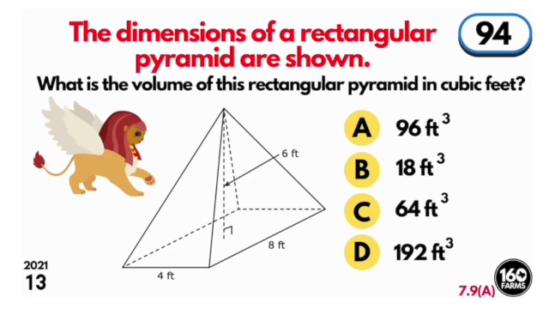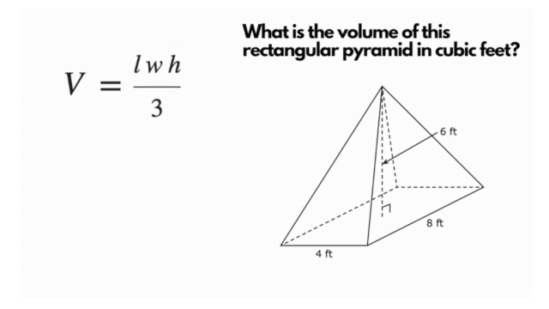Number 13, the dimensions of a rectangular pyramid are shown. What is the volume of this rectangular pyramid in cubic feet? We're looking at three-dimensional objects, so let's start with the formula. The formula for finding volume of this rectangular pyramid is volume equals length times width times height divided by 3.